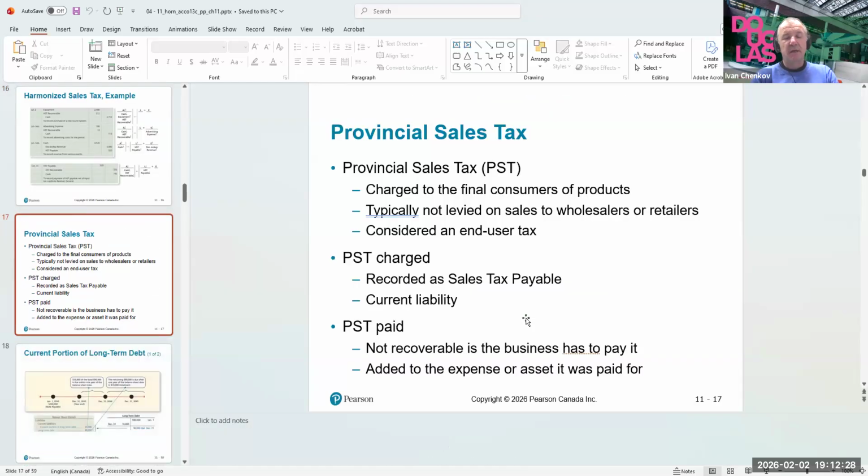Provincial taxes, again, are called to be borne by the business. So those are non-recoverable, and non-recoverable means the business has to pay it, and those will be added directly to the expenses. If, however, we charge PST, we have to submit it to the government.